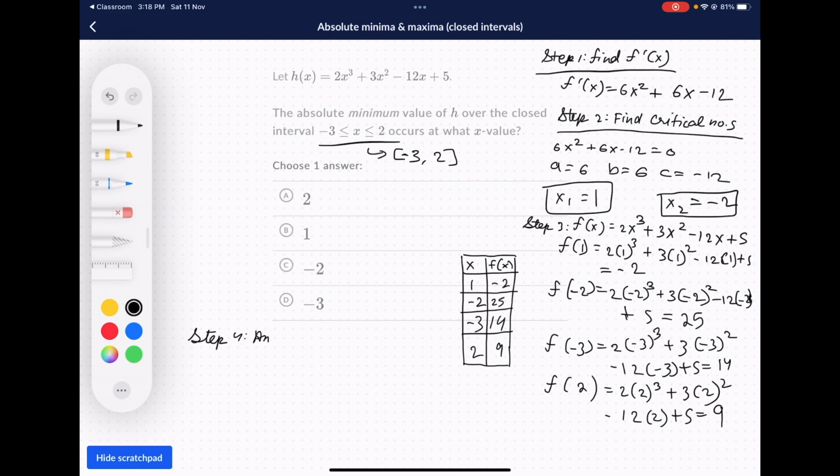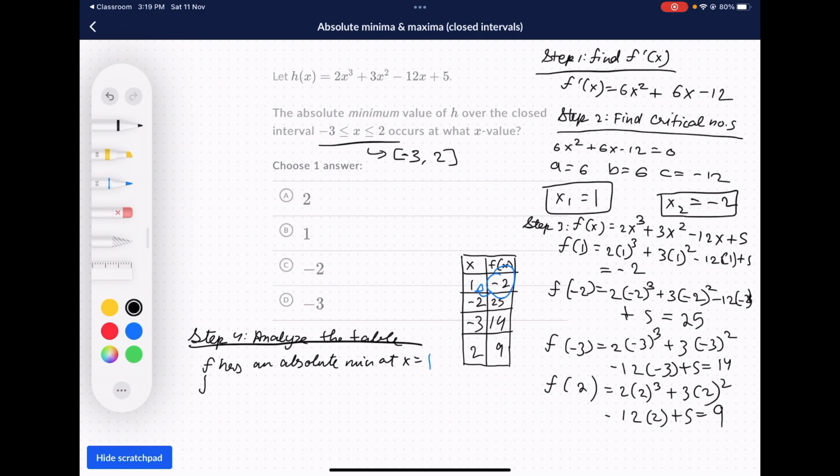Next is to analyze the table. So f has an absolute minimum at x is equal to... To find the absolute minimum, we have to find the smallest number from the f of x values and then check its corresponding x value. So in our case that would be negative 2. It's the smallest in all of these f of x values, and the corresponding x value is 1.